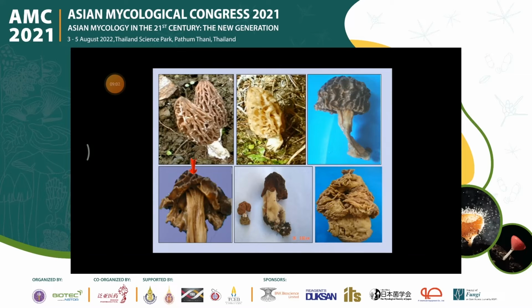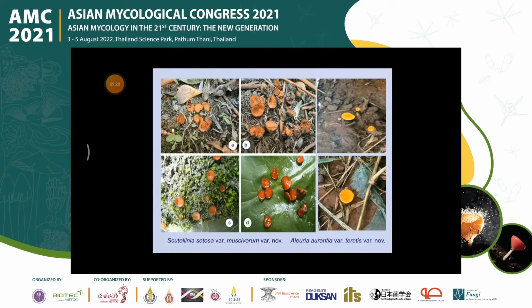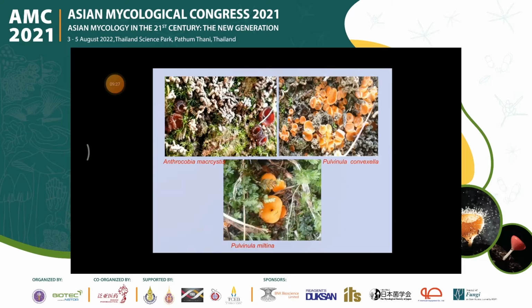This is Verpa conica. Here you can see the difference between Morchella semilibera and Verpa conica is that Verpa conica has a stipe directly attached to the top tip of the cap, that means the tip of the pileus. And the last two species are Gyromitra esculenta and Gyromitra gigas. These are the species of Scutellinia. These are the two new varieties we have obtained and identified.